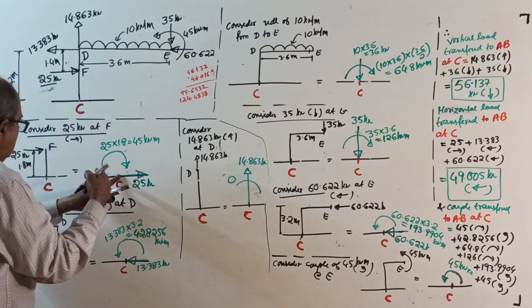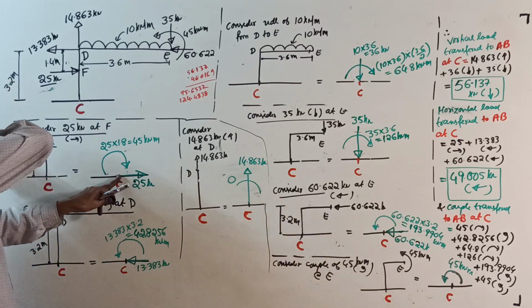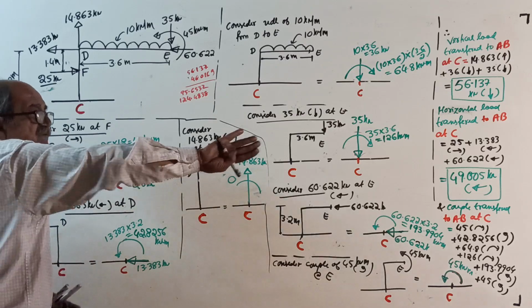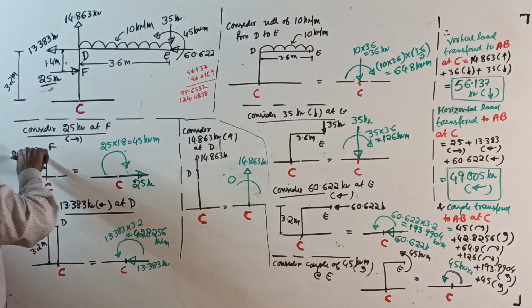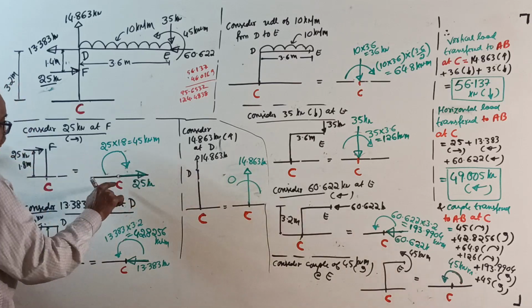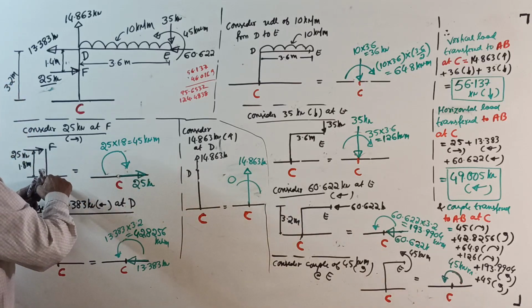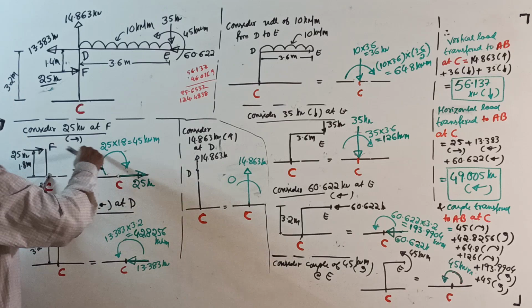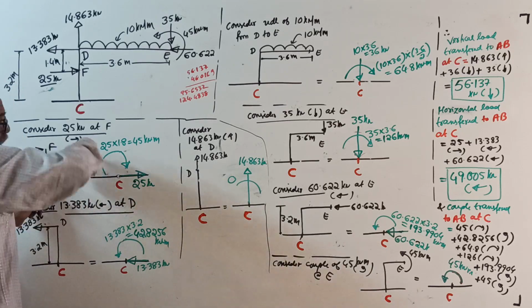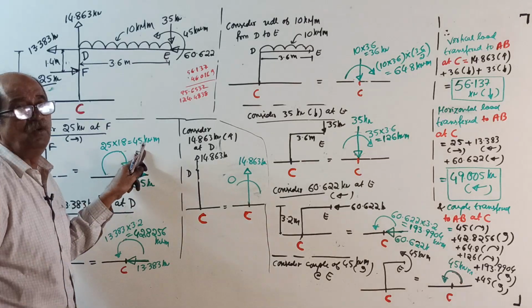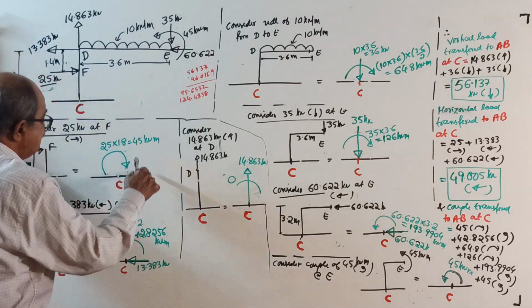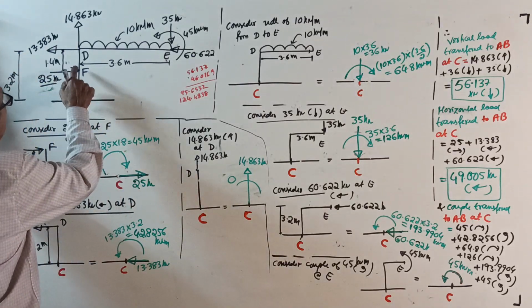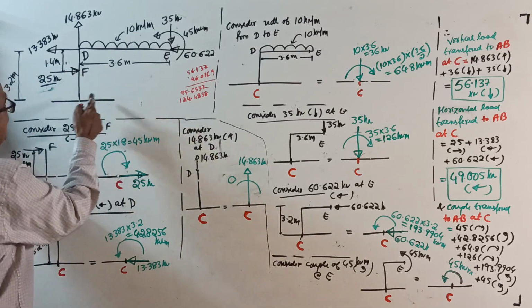See now. If you put the finger at C, this 25 kN will push the beam to the right side by 25, but it will also produce a couple of 25 into 1.8, clockwise, 45 kilonewton meter. This is the effect of 25 kN at F on the beam AB at C.